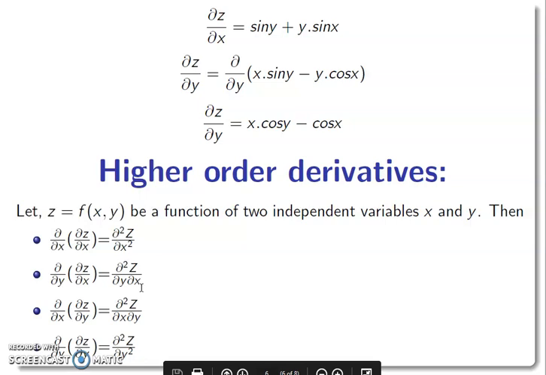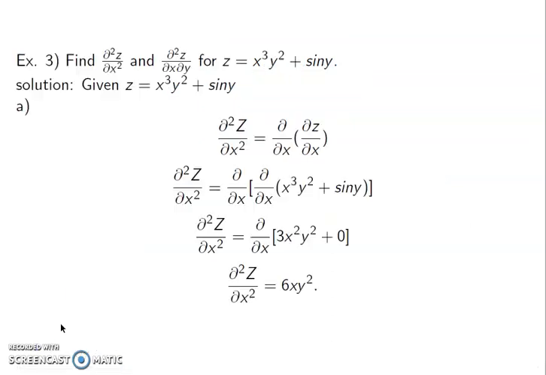And always keep in mind there is one property of partial differentiation. ∂²z/∂y∂x and ∂²z/∂x∂y are always the same. Okay, why are they the same? We have just interchanged the sequence. Here I have differentiated with respect to x first and then with respect to y. Here I have differentiated with respect to y first and then with respect to x. So there will be no change, the answer will be the same. Now a question may be asked like this: prove that ∂²z/∂y∂x and ∂²z/∂x∂y for some value of z give the same answer.